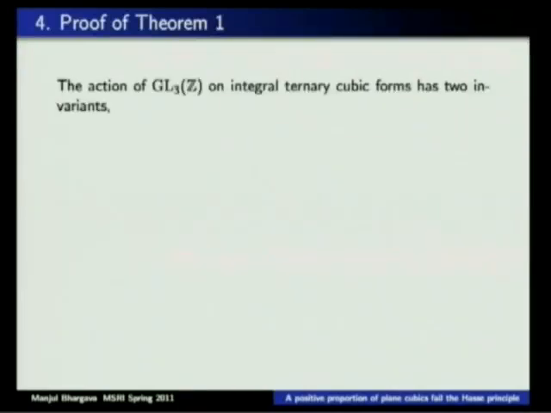To do this, we have to understand some of the invariant theory of ternary cubic forms. So GL3(Z) acts naturally on integral ternary cubic forms by change of variable. And that action has 2 polynomial invariants, which are traditionally called S and T. And they have degrees 4 and 6, respectively.